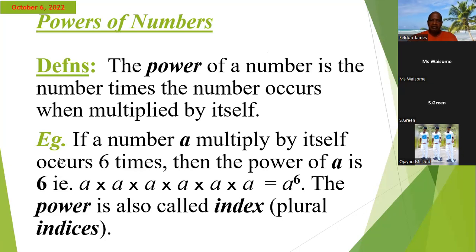All right, so here we have, if a number A multiplied by itself occurs 6 times, then the power of A will be 6. We'd write A as the base number, and the power would be 6, which tells you how many times it occurs when you multiply by itself. So the power is also called index when you're dealing with a singular power. And if you're dealing with more than one power, which is now plural, we call them indices.